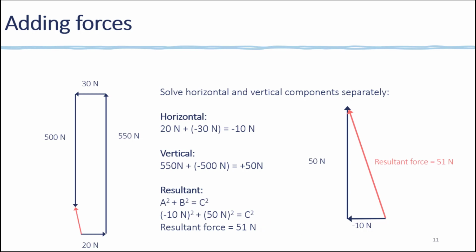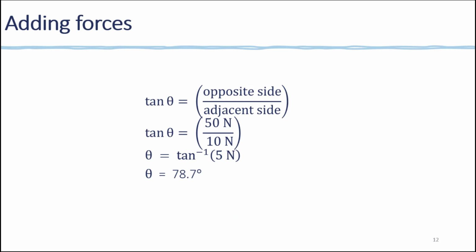Now, we found the magnitude of the resultant force, but we haven't yet determined what direction it's acting in. So now we use trigonometry to determine the angle of the resultant force. And that angle is what determines the direction of the resultant. So you've essentially solved all three sides of the triangle. You could use sine, cosine, or tan, any one that you wish to use. It doesn't matter. You'll get the same answer in the end, but I've used the tan function here. And my direction is 78.7 degrees above horizontal.